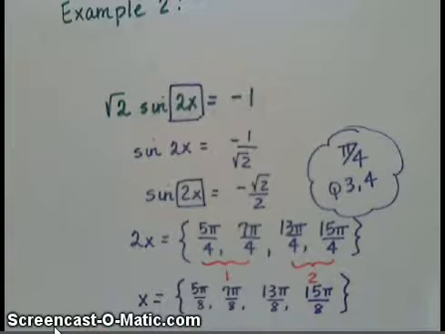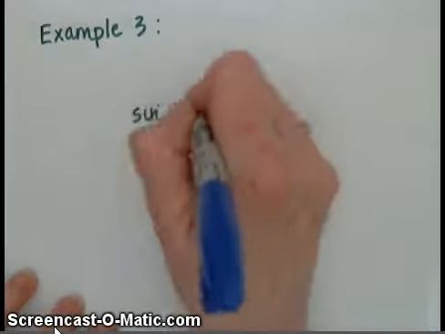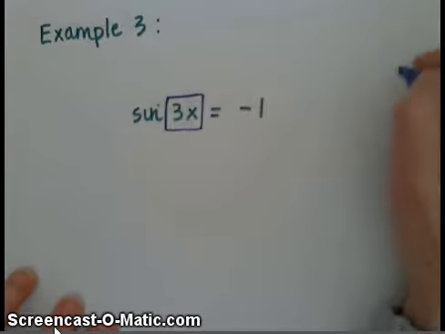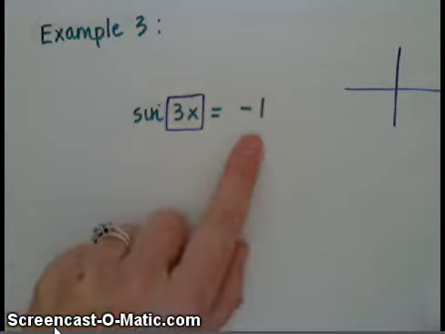Okay, and those are your final answers. All right, quickly, let's move to example 3. I'm trying to get in as many of these as I can. Here is sine of 3x equals -1. Okay, you cannot touch this. That's just the angle. So ask yourself, which angle has a sine of -1?